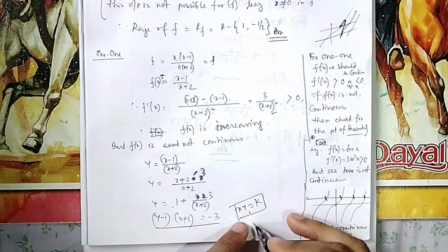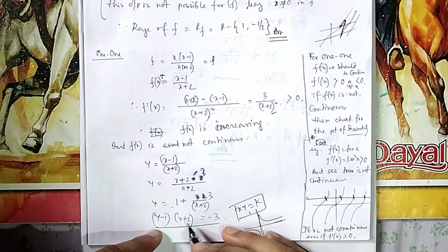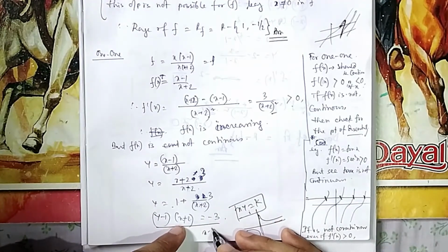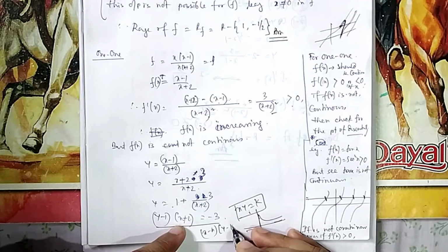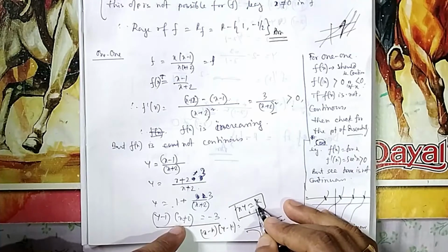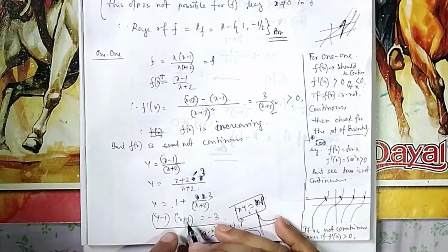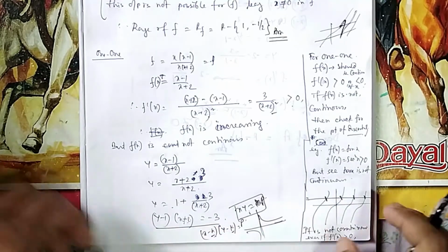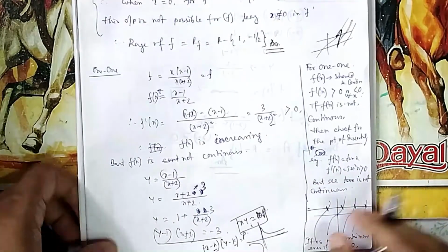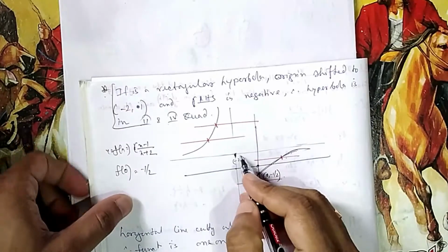What is the graph of this one? This was a rectangular hyperbola. Now this graph is shifted: x was x minus h, the origin is shifted. Now y minus k is equal to, suppose it was p. So the origin is shifted to h comma k. h is here minus 2, k is here 1. So the graph will be shifted to minus 2 comma 1, this origin. So from this origin you come to minus 2, 1.